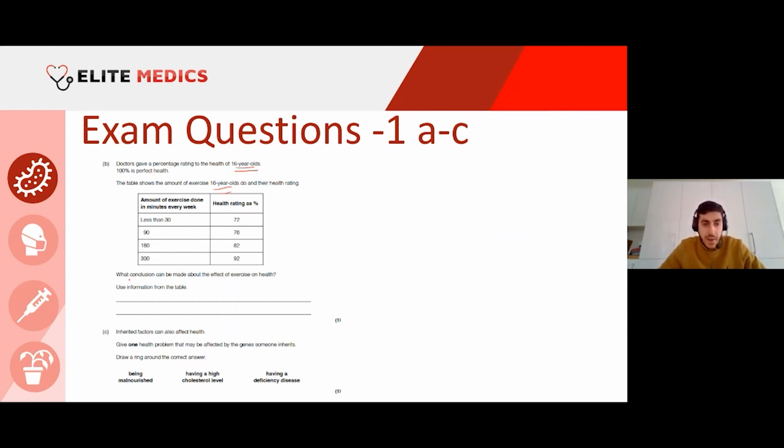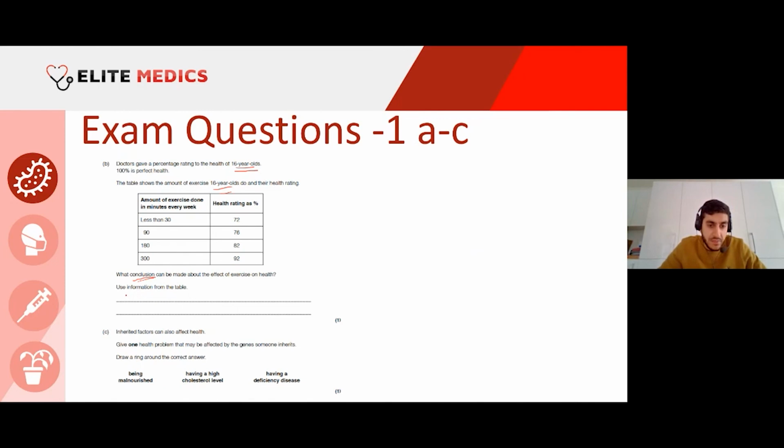So what's the conclusion that could be made? Again, this is only 1 mark, so you just do one basic sentence, but it's a conclusion. You can see the amount of exercise going up, and then the health rating also goes up. So it's just a trend that you're spotting here. So you need to write one sentence.